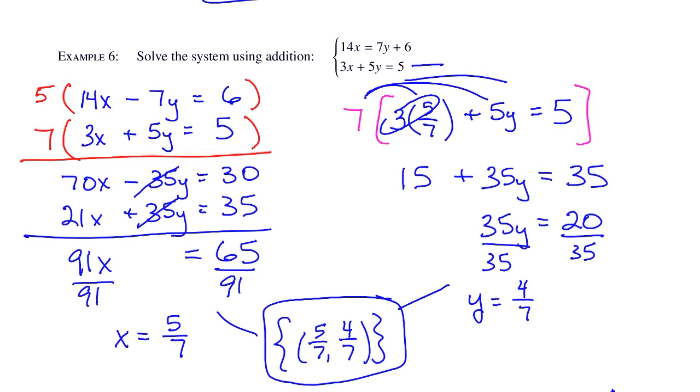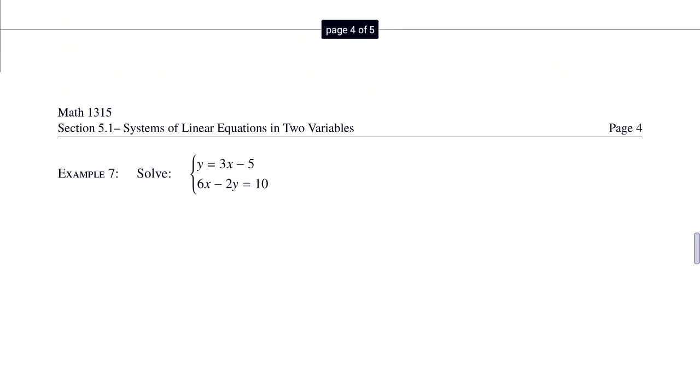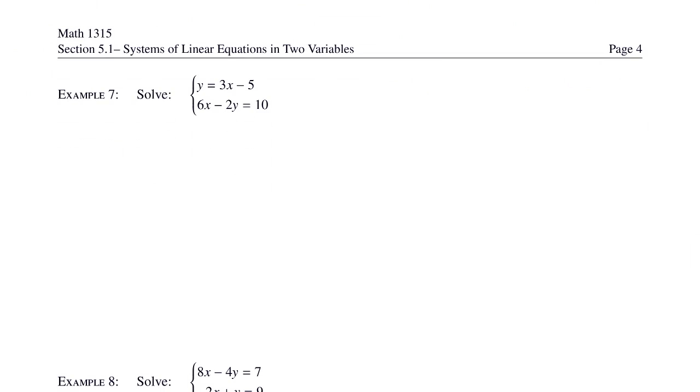All right, let's take a look at page 4. Solve this system, and you can use any method that you'd like. So y equals 3x minus 5 and 6x minus 2y equals 10. This one looks geared up and ready for substitution because we have y equals stuff already. So I'm going to substitute this equation into the bottom equation. So 6x minus 2 times 3x minus 5 equals 10.